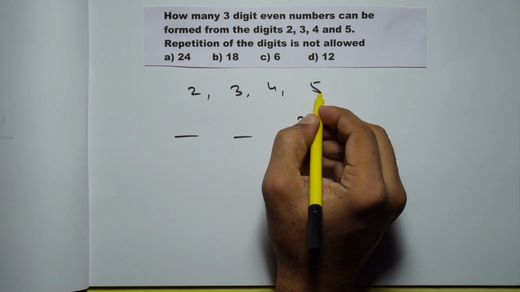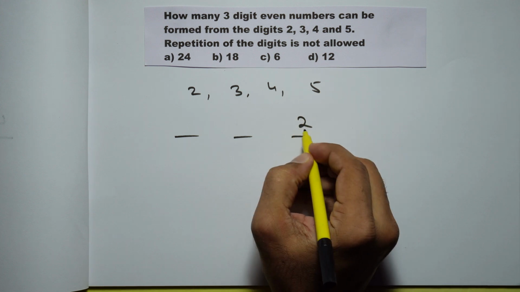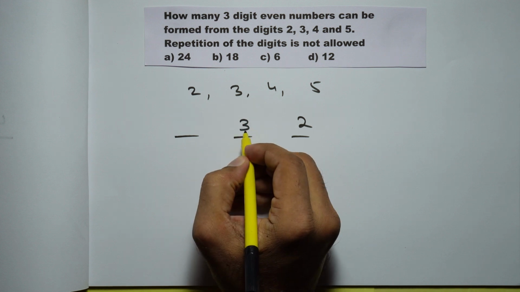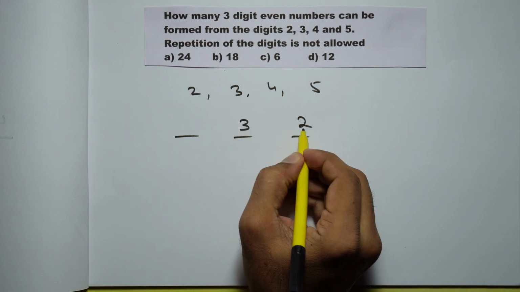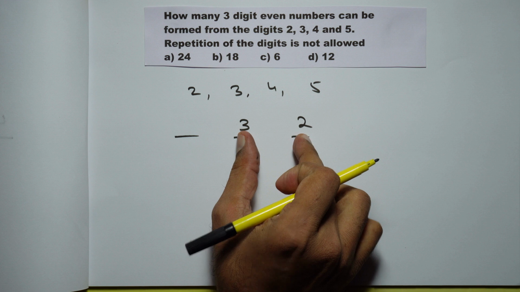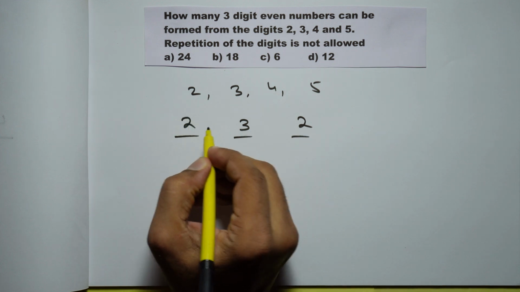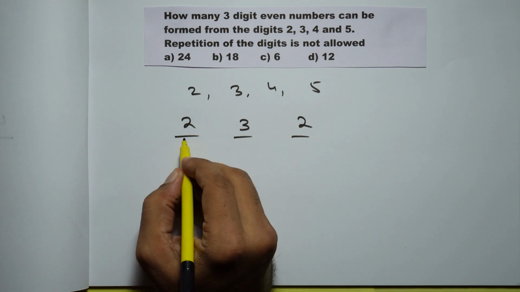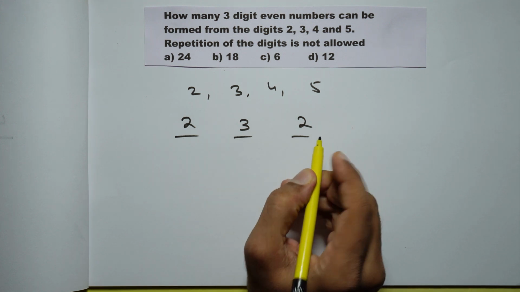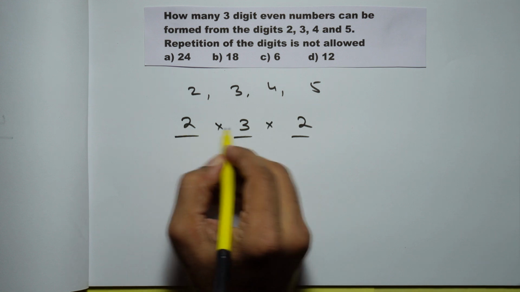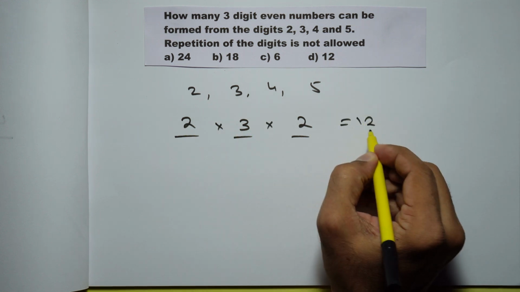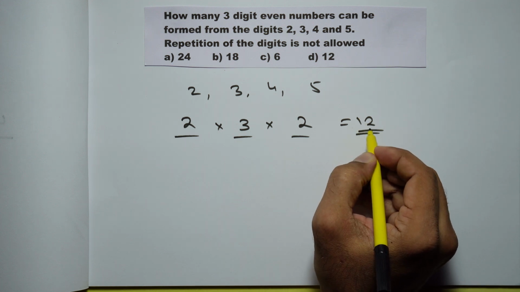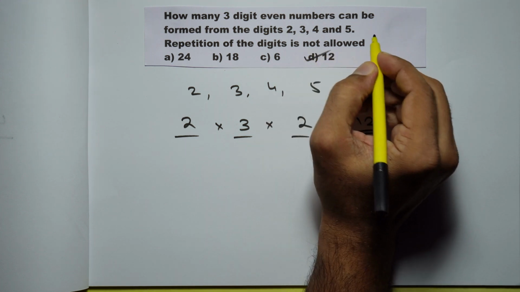So these 4 numbers are there. 1 number has already been used here. So this can be any of the remaining 3 numbers. After filling these 2 blanks, 2 numbers have already been used here. So this can be any of the remaining 2. Now all the 3 blanks have to be filled. This and this and this. So you have to multiply. So 2 into 3, 6. 6 into 2 gives you 12. So altogether 12 3-digit even numbers are possible. Hence option D, 12.